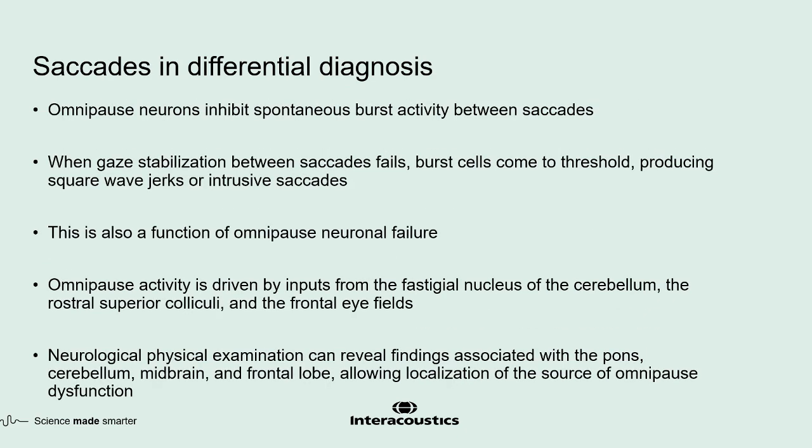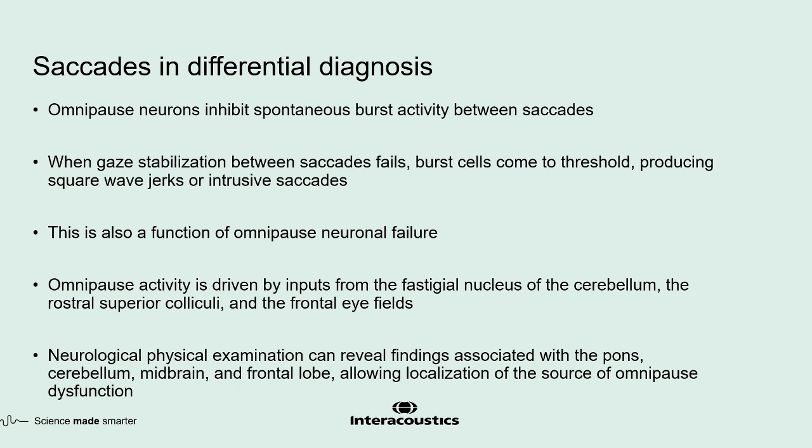Now, again, Omnipause neurons inhibit spontaneous burst activity between saccades, and when gaze stabilization between saccades fails, burst neurons come to threshold and they produce square wave jerks or intrusive saccades. So when you saccade to a target and then you have extra saccades coming off the target or small square waves, this is again a function of Omnipause neuronal failure.